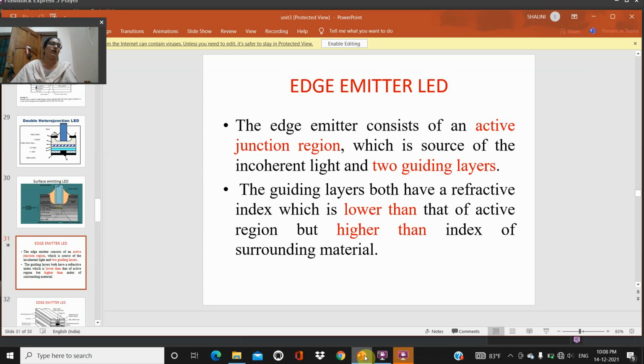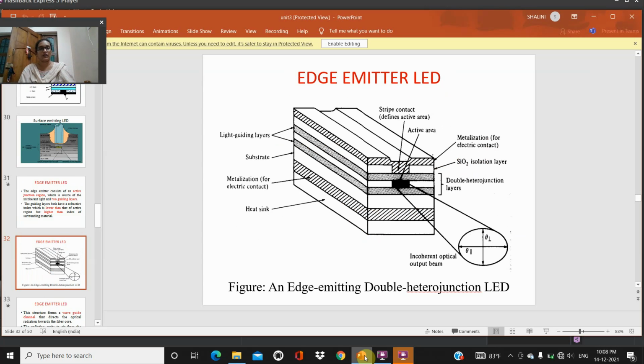The edge emitters consist of an active junction region, which is the source of incoherent light, and two guiding layers. The guiding layers both have a refractive index which is lower than that of the active region but higher than the index of the surrounding material. This is how the edge emitter LED structure looks.